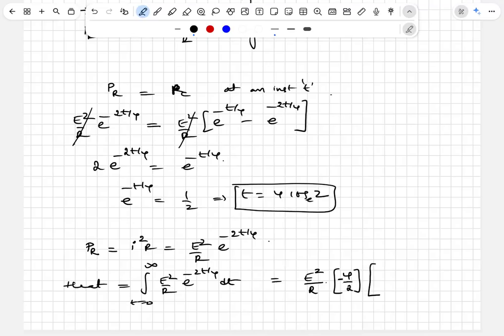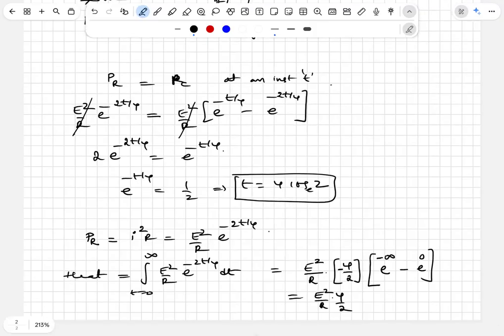And this becomes e to the power of minus infinity minus e to the power of 0. This will become E square by R times tau by 2. Any doubts in this?